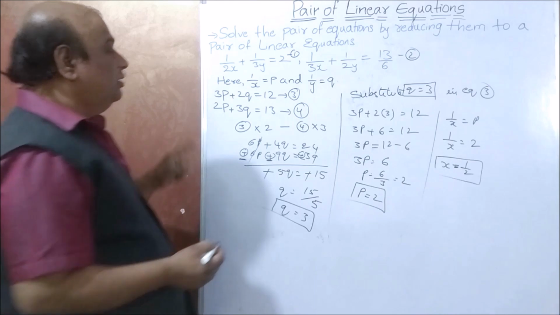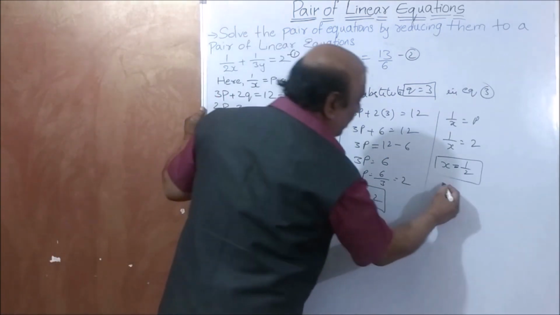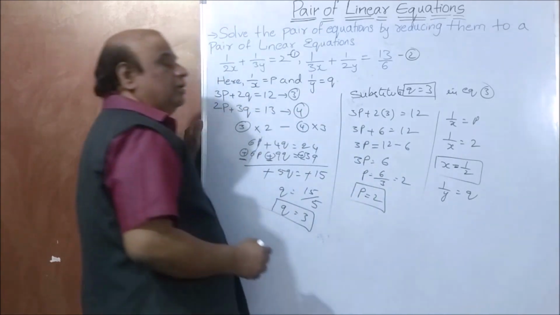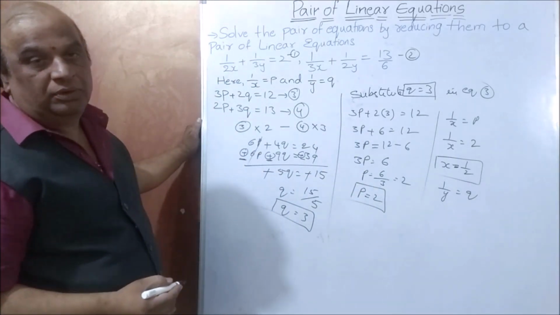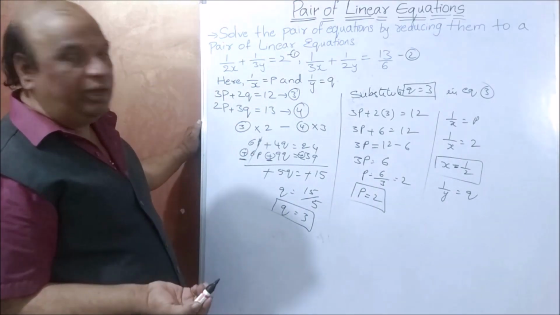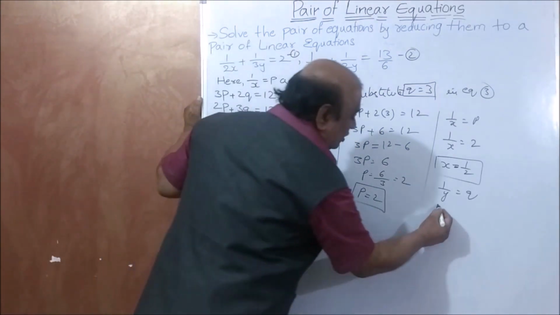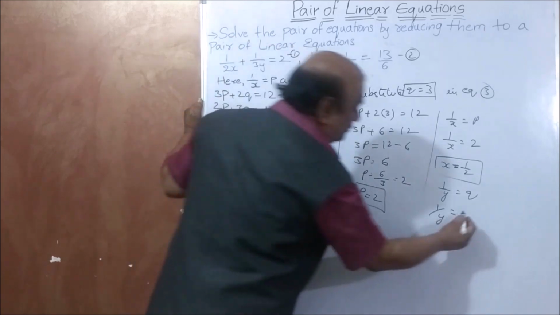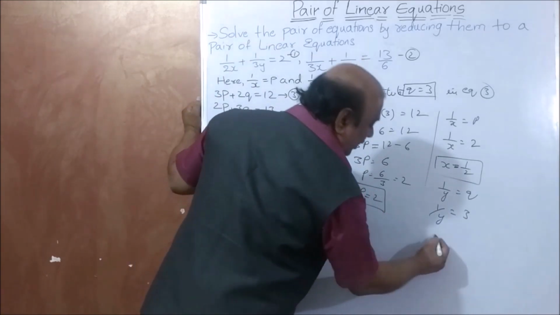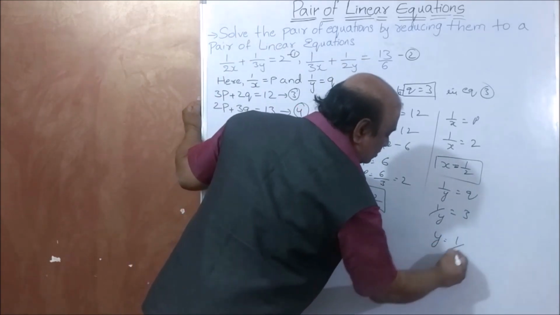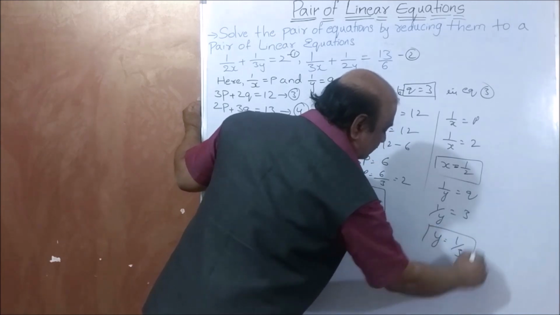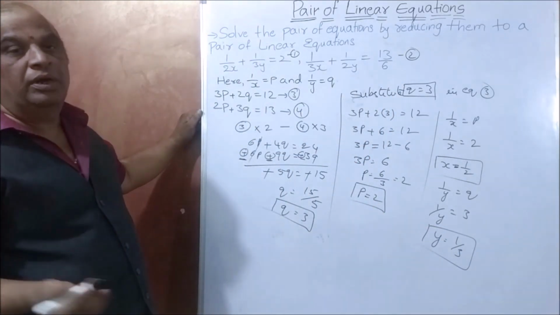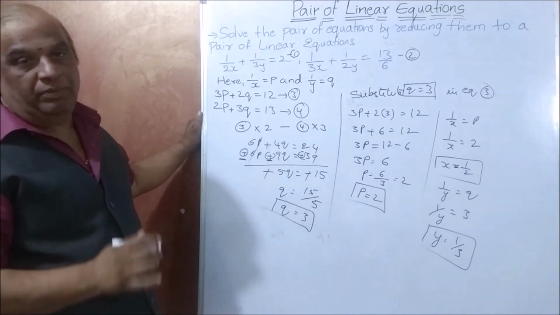After that, what about 1 by Y is equal to Q? Now what is the value of Y? Here 1 by Y is equal to Q value, we got 3. Again you take reciprocals, Y is equal to 1 by 3. So the ultimate answer is X is equal to 1 by 2 and Y is equal to 1 by 3.